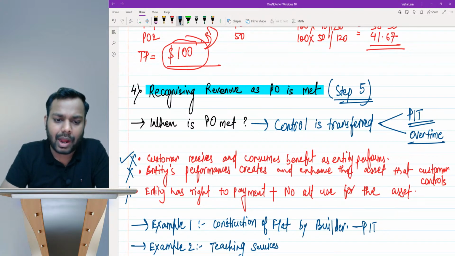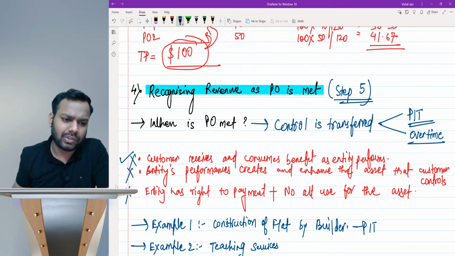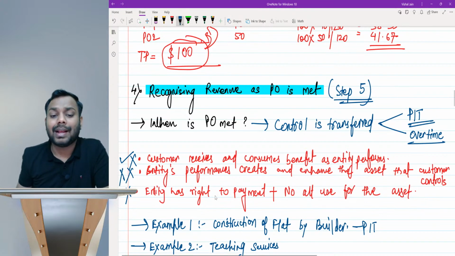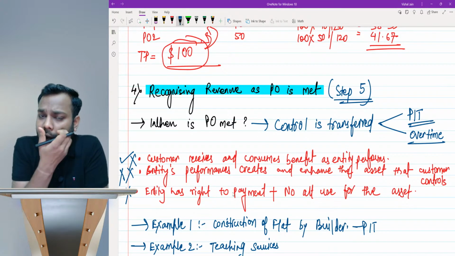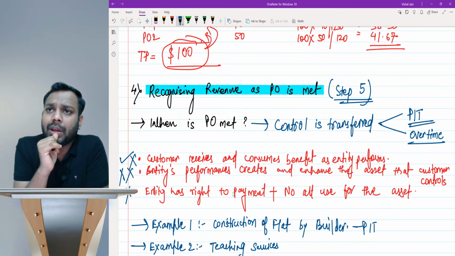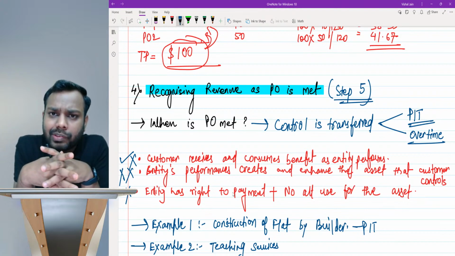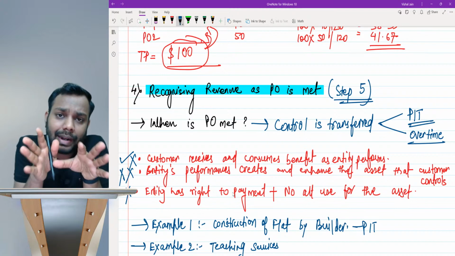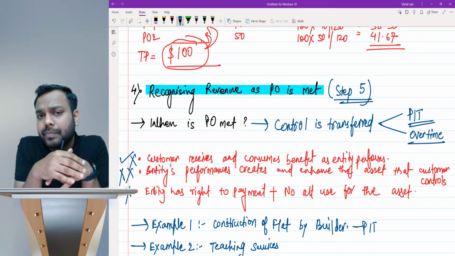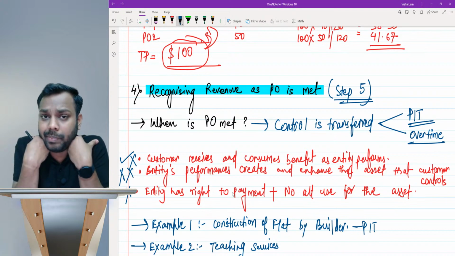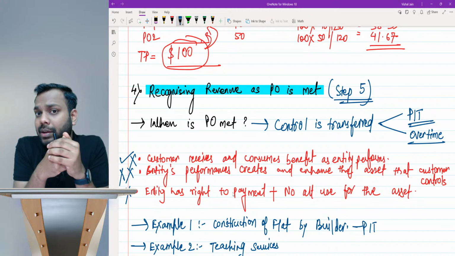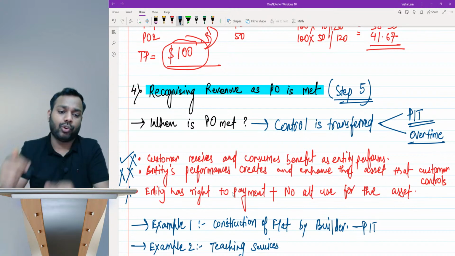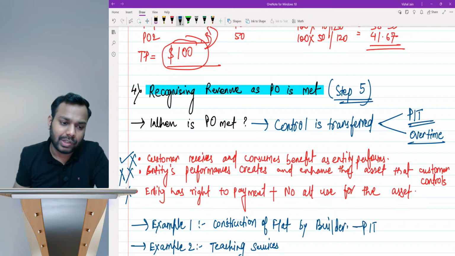Condition number 2: the entity's performance creates or enhances the asset that the customer controls. There is no asset in our case, so it is not satisfied. Condition 3: the entity has a right to payment. Let's suppose I completed 70% of our syllabus and now you don't want to continue with my classes. Don't you think you have to pay me at least to the extent of 70% of the fees for the classes? So the entity has a right to payment, and this is also satisfied.